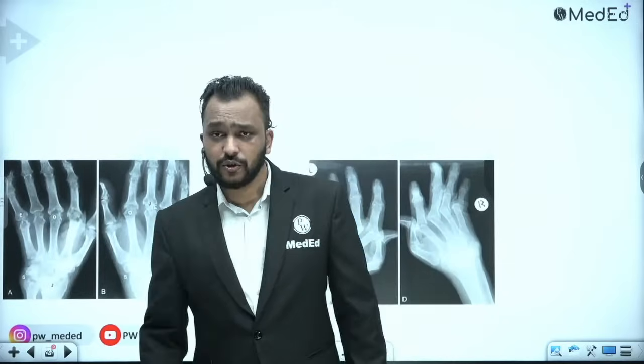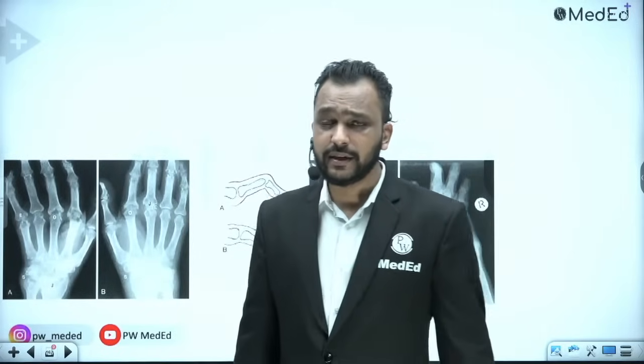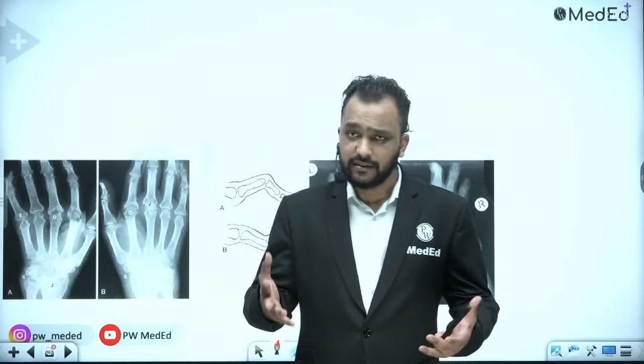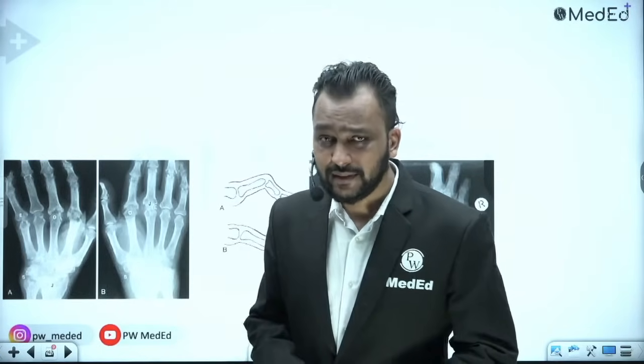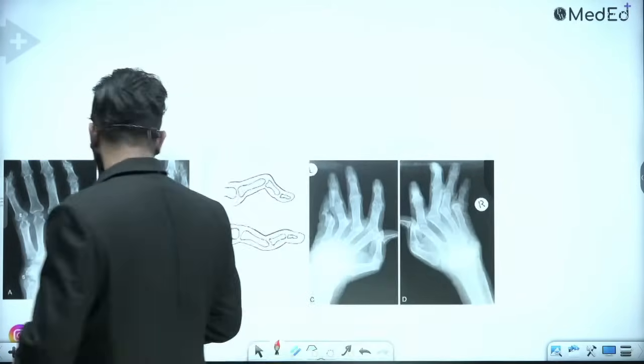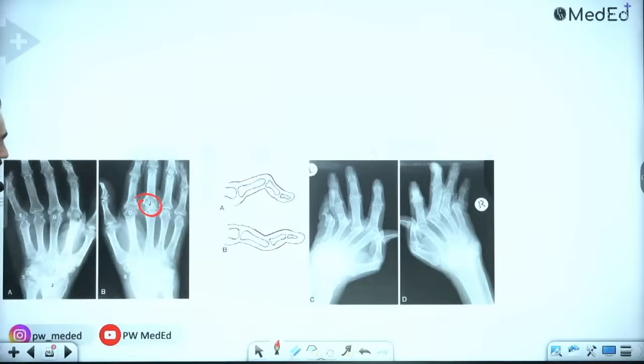Okay. So now some important features of rheumatoid arthritis. Rheumatoid arthritis, it is a type of inflammatory arthritis, right? So we are going to see erosions. Marginal erosions will be seen in this patient.